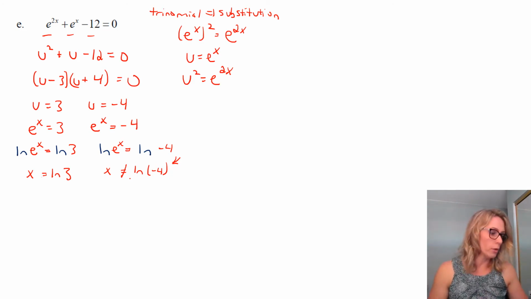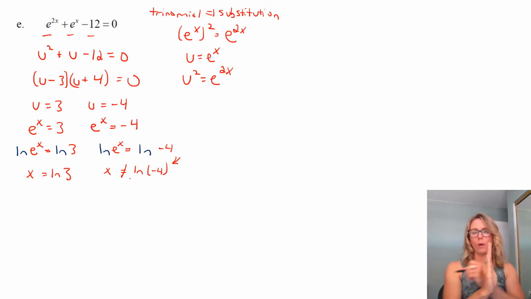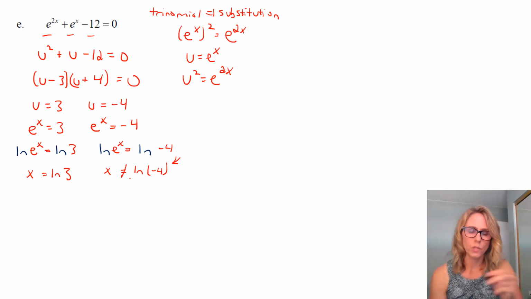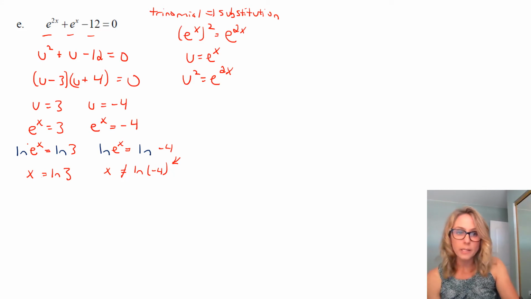You can try ln negative 4 on your calculator, go ahead. If you put in ln negative 4, oh, domain error, there's a problem. And that's because you could even think about the graph of ln. Those log functions come up and look like this. You'll notice they don't have any negative values of x. And so that's why you can't do ln negative 4. So it's not a solution. But ln 3 is fine. So that's our solution there, is ln 3.